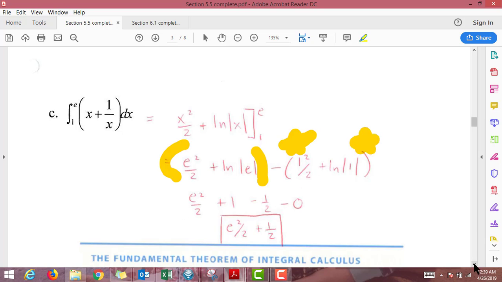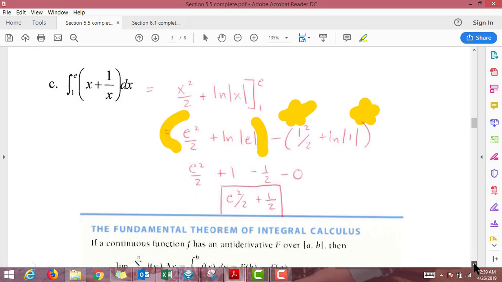And in general, unless you're told to round to some decimal, exact numbers are better. So that can just stay as e squared over 2. Ln of e is the nice number 1. And then we have a minus 1/2, and it would be a minus, but ln of 1 is just 0. So we end up with e squared over 2 plus 1/2.